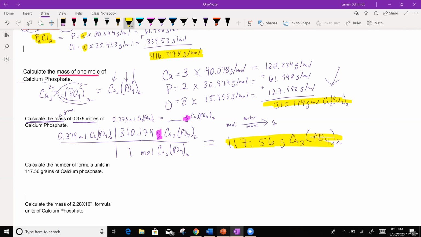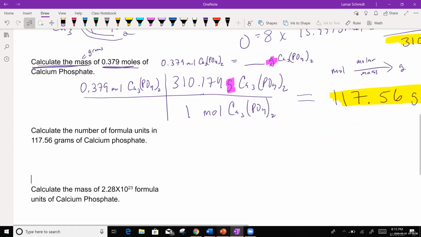Now we asked, does that make sense? Well, is 0.379 greater than or less than 1? And we know that it is less than 1. All right, and actually it's a little over a third, right? Or almost a fourth rather. So anyway, we can see that it's much less than 1. And if we had 1 mole, we'd have 310 grams. We have less than 1 mole, and we have less than 310 grams. So our answer makes sense. All right, we go to the next one.